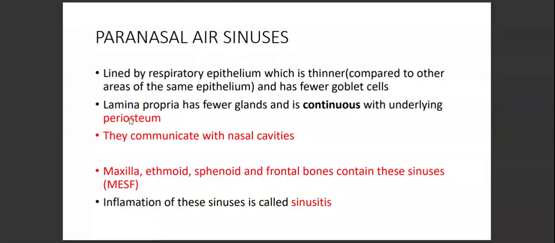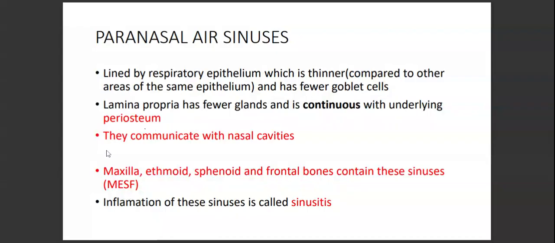Okay. So the lamina propria has fewer glands and is continuous with the underlying periosteum. Periosteum is the outer covering of compact bones. Okay, the outer covering of bones, that is periosteum. Because these sinuses are inside the bone, the lamina propria of their epithelia is continuous with the periosteum that lines those cavities.